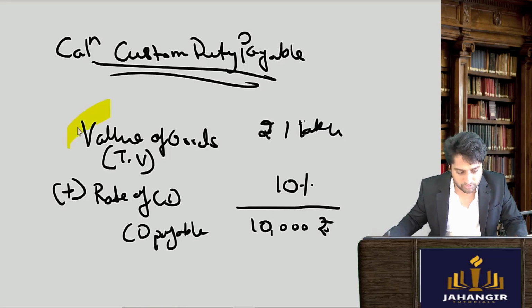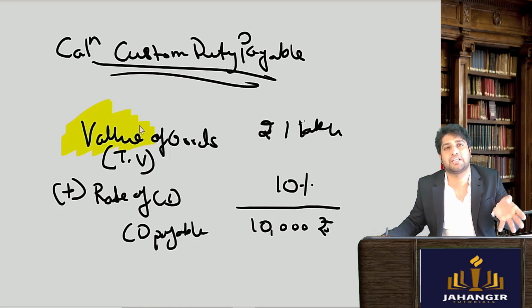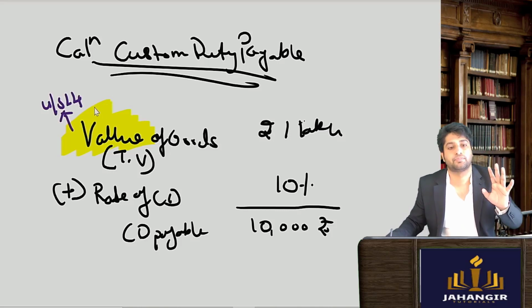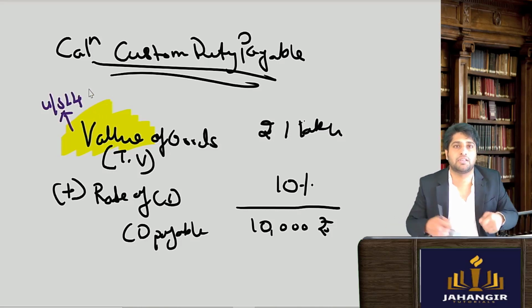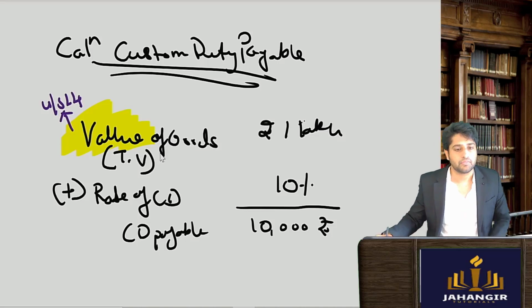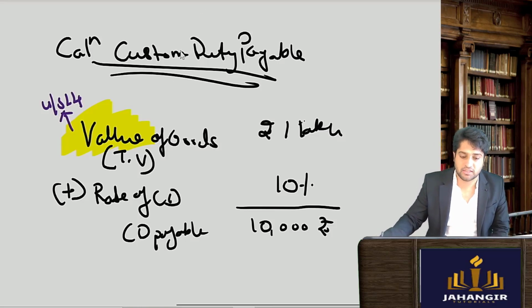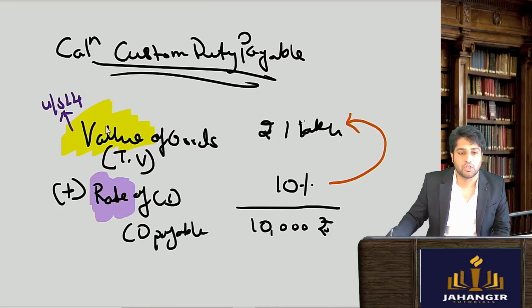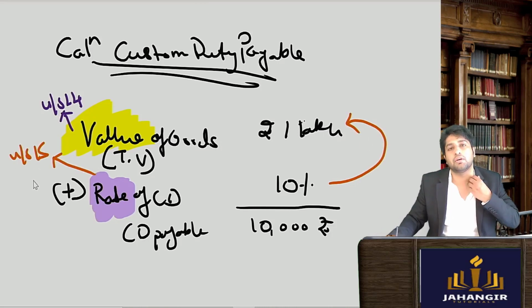You need the value, which as per section number 14 is the transaction value, that is how much the buyer is paying to the seller when they are unrelated and price is the sole consideration. And then the second thing I need is the rate of custom duty. कि भाई rate कितना है, तब मैं ये rate will be applicable on the value. So rate is given in your section number 15.